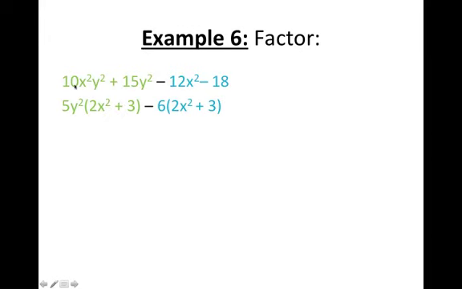I did 5y squared, so that left me with 2x squared plus 3. Minus, remember we're going to factor out the minus, and let's see, these have 6 in common. So negative 12x squared divided by negative 6 is 2x squared. Negative 18 divided by negative 6 is 3. So I've got 5y squared times 2x squared plus 3 minus 6 times 2x squared plus 3. So I start off with 5y squared of these guys minus 6 of these guys. So I've got a total of 5y squared minus 6 times 2x squared plus 3. And that's it. We are done.